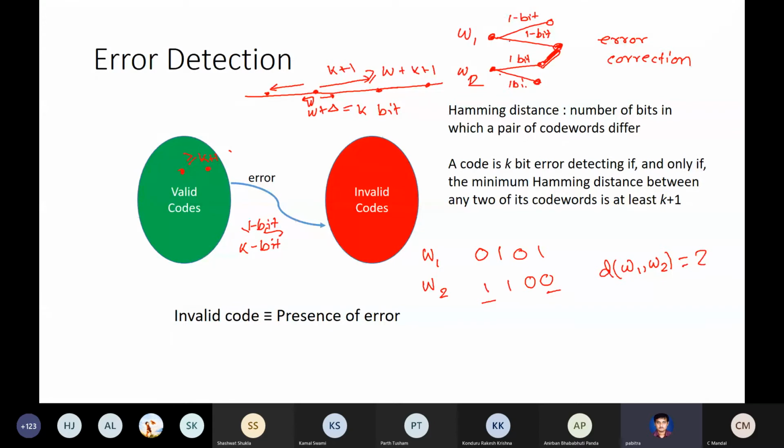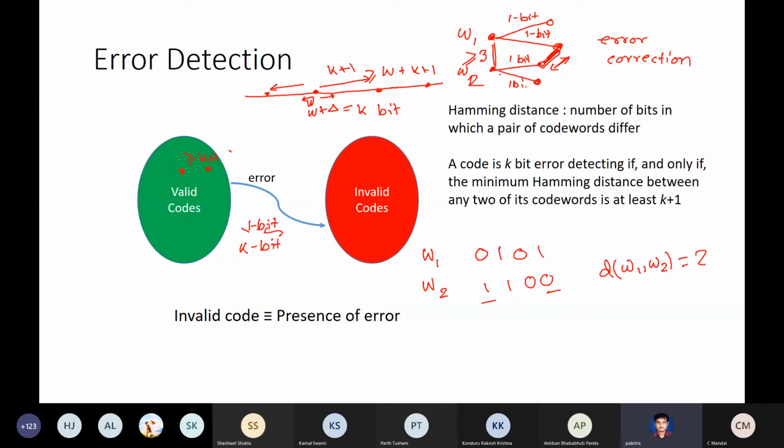In order for that to happen, what is required? It requires that these two are sufficiently distanced apart. How do I know these are sufficiently distanced apart? The distance between these two has to be at least 3. Because if it is 3, this may go to a 1 bit distance. So you can reduce 1 bit from this 3, it can become 2. And this again can become 1 less.